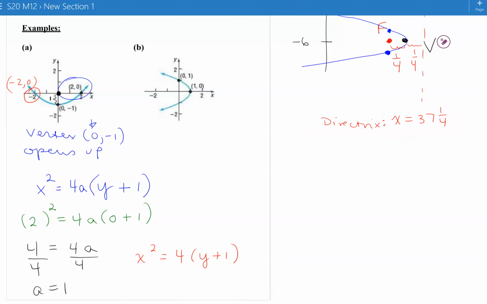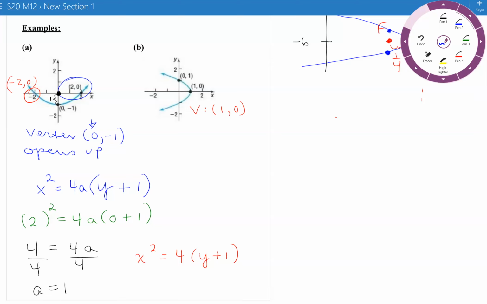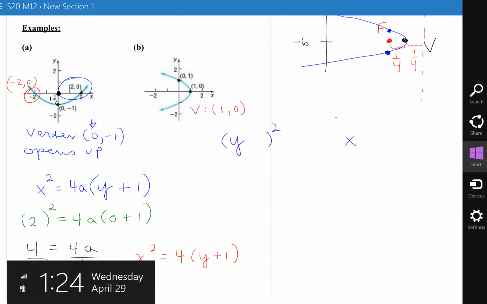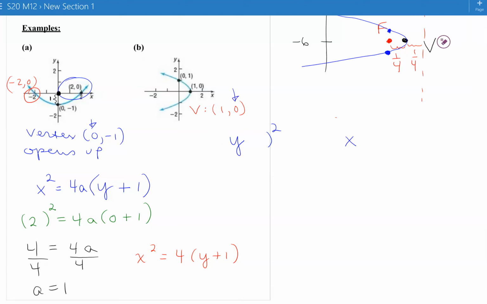Okay, so let's look at example B. And we can see where the vertex is at 1, 0. So it's opening left. So I'm going to have a y squared and an x. But the y has 0 subtracted. So it's just going to be squared. The x has 1 being subtracted. And then I know it's going to be a minus because it opens left. And then I'm going to have my 4a here.